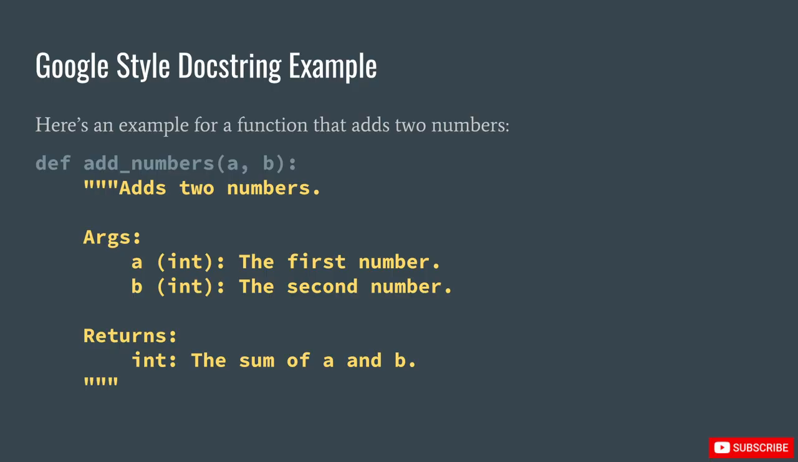Here's an example of a Google-style docstring for a simple function that adds two numbers. This structure makes it easy for anyone reading the code to quickly understand the function's purpose, inputs, and outputs.